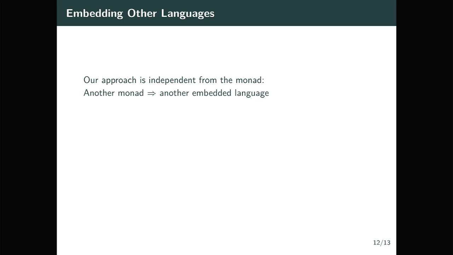So last topic, what about embedding of other languages? You might have thought that this approach is basically independent from the actual monad we use. So this monadic transformation is independent of the functional logic monad. The only thing specific to functional logic programming here is the actual monad we use and the choice operator we need for introducing this effect. So you basically can say if you take another monad, you get another embedded language. And in fact, that's the case.